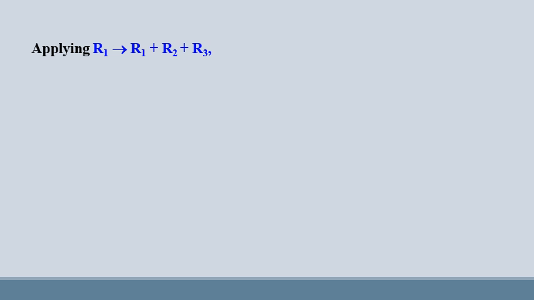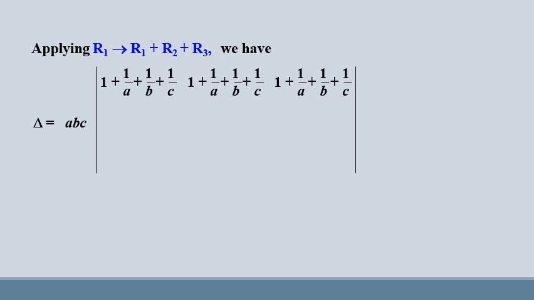Next, applying the property R1 implies R1 plus R2 plus R3, we get abc into 1 plus 1 by a plus 1 by b plus 1 by c, 1 plus 1 by a plus 1 by b plus 1 by c, and the third element is also 1 plus 1 by a plus 1 by b plus 1 by c. Next, the elements of the second row and third row remain as they are.